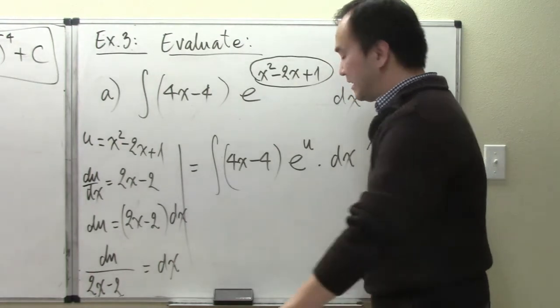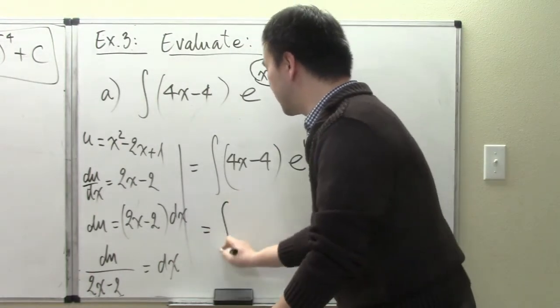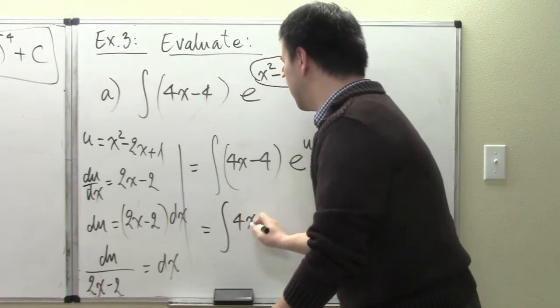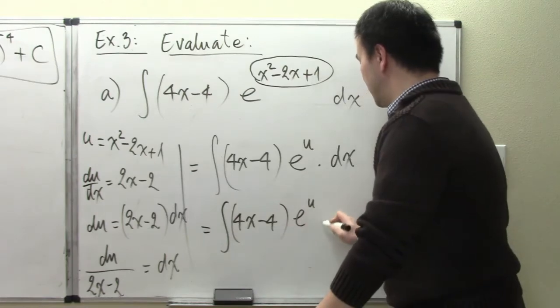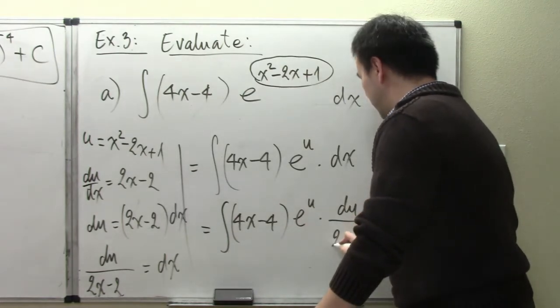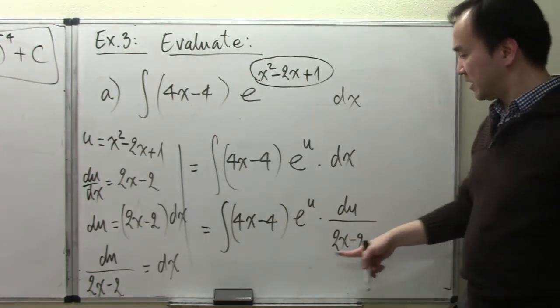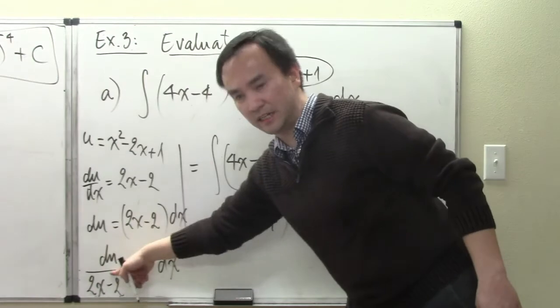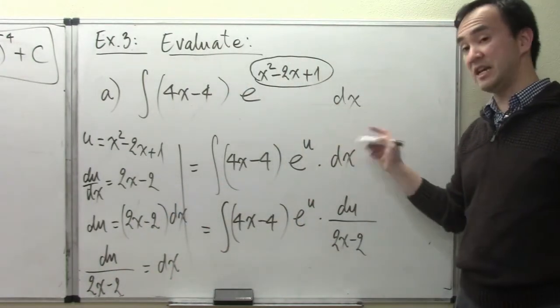All right, and so in that way, this is what I see: 4x minus 4, times e to the u times du over 2x minus 2. Why did I do that? What allowed me to do that? Because this dx equals all that here. Now I can use that as a substitution that I've made for this dx right here.